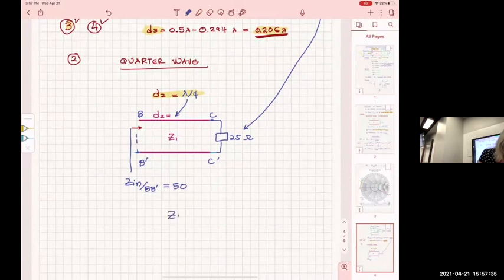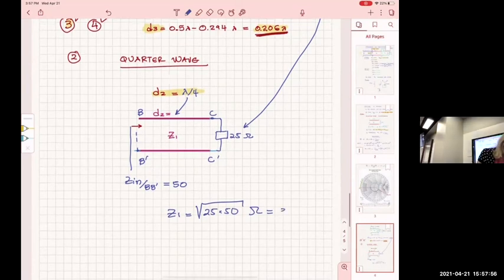So that gives me Z1. So Z1 is going to be the square root of 25 times 50, and that is going to be in ohms. So now I solve the problem. Now I have everything, 25 times 50, and that square root is 35.3. So now I found that. See? And I'm done with the solution.